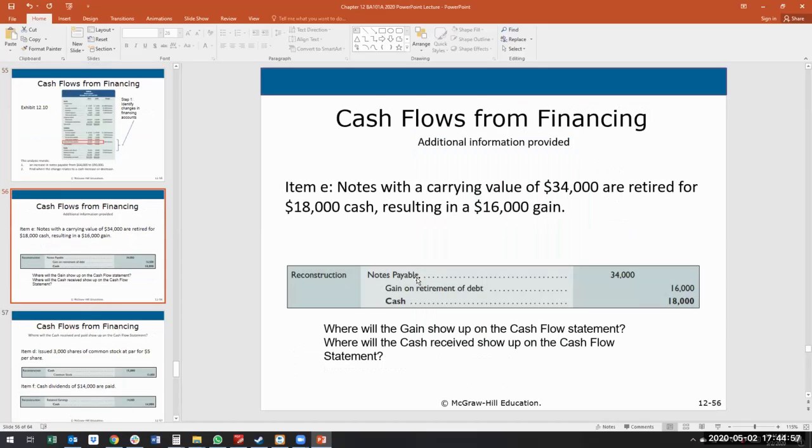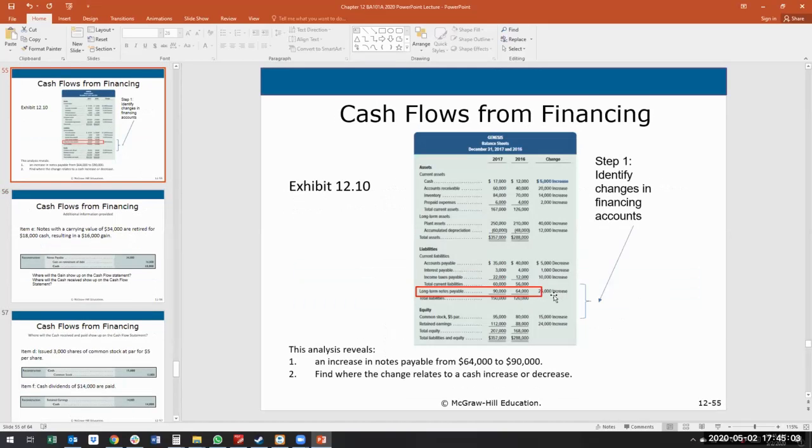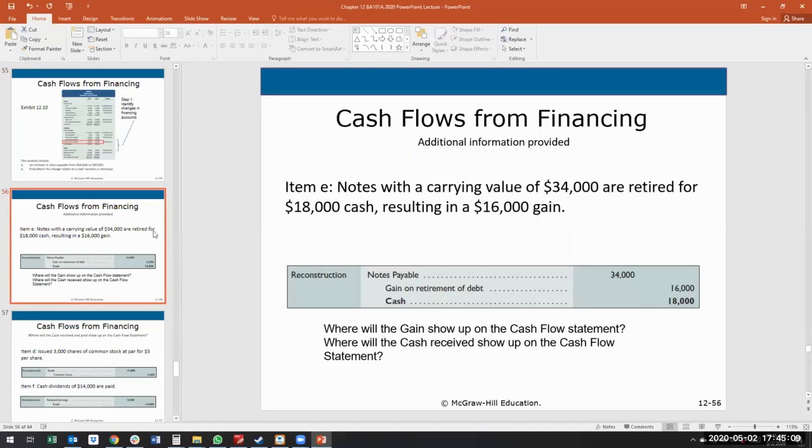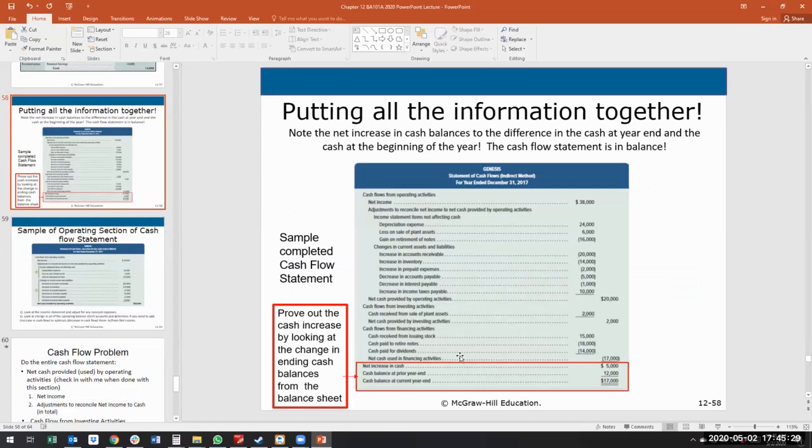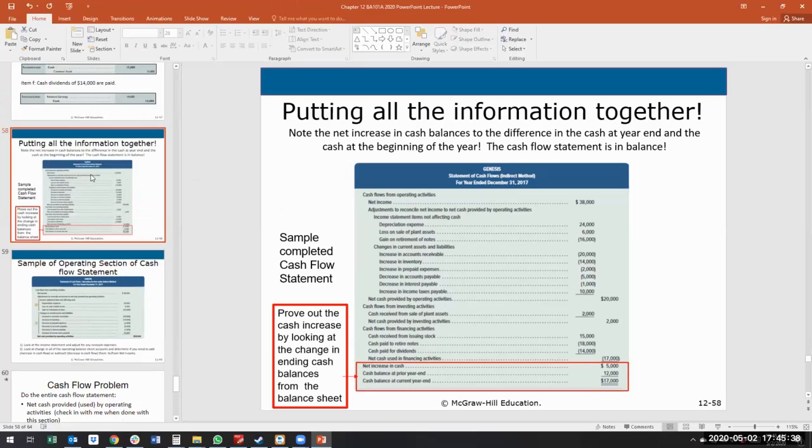And so cash flows from financing, again, notes payable. We would receive this information that net notes payable increased $26,000. But then when we review the notes agreements, we might find that we actually retired $34,000 in notes, received a gain on it. This gain would be a reconciling item to the income. And then we paid cash of $18,000. Since we paid cash of $18,000, that's actually cash paid to retire notes of $18,000. Even though our notes payable increased, we actually paid cash on it because a large portion of it was non-cash.